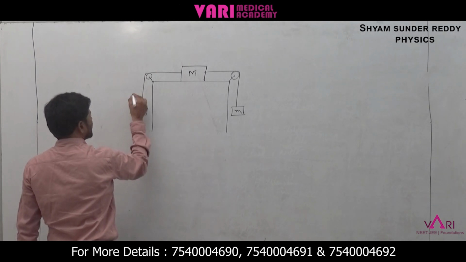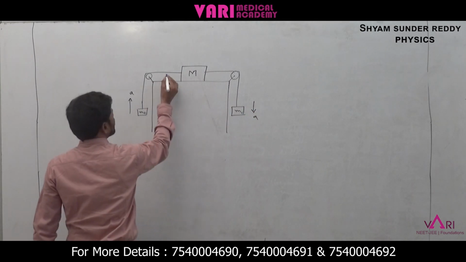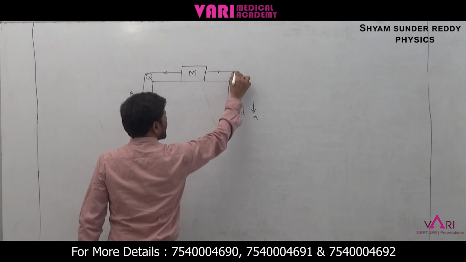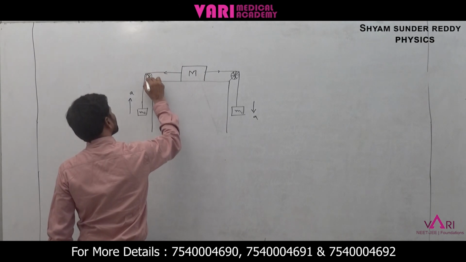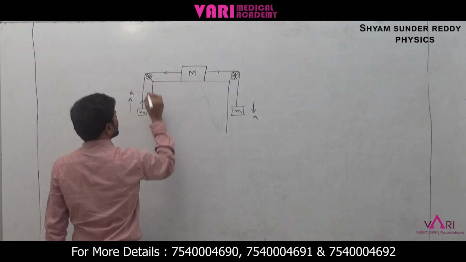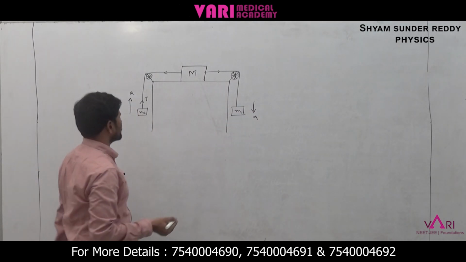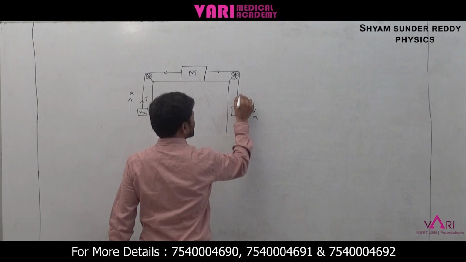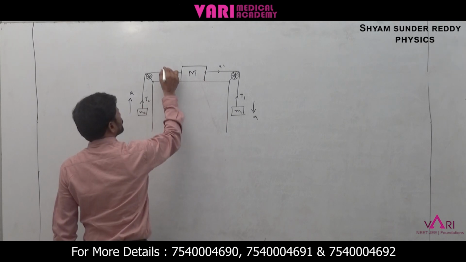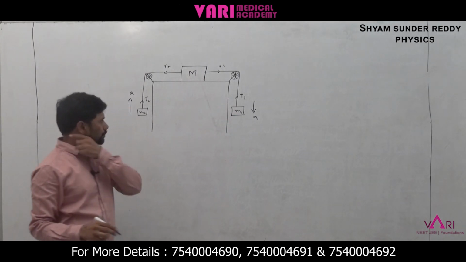M1 is greater than M2 means it moves this side. Here it is, tension. This is the pulley. Tension in a string T. Take T1, T2 because the strings are different, so the tension will be different. So this is T1 tension, M1 T1, M2 T2. This is T2. This is the capital M and M1, M2.